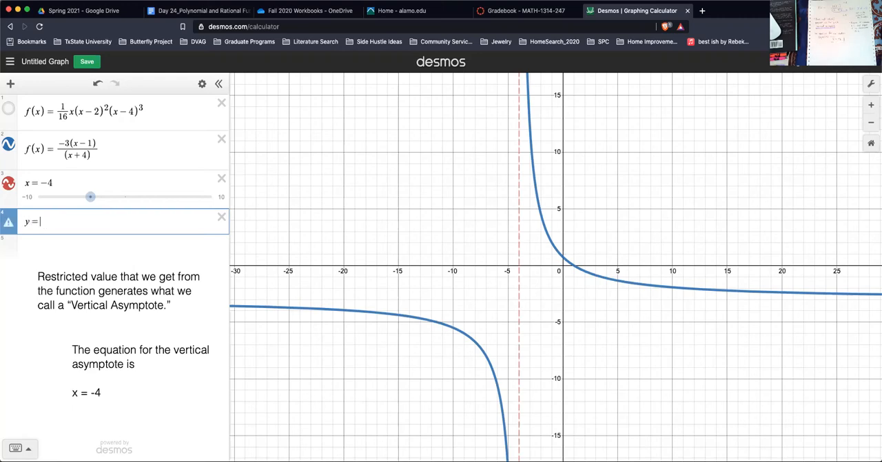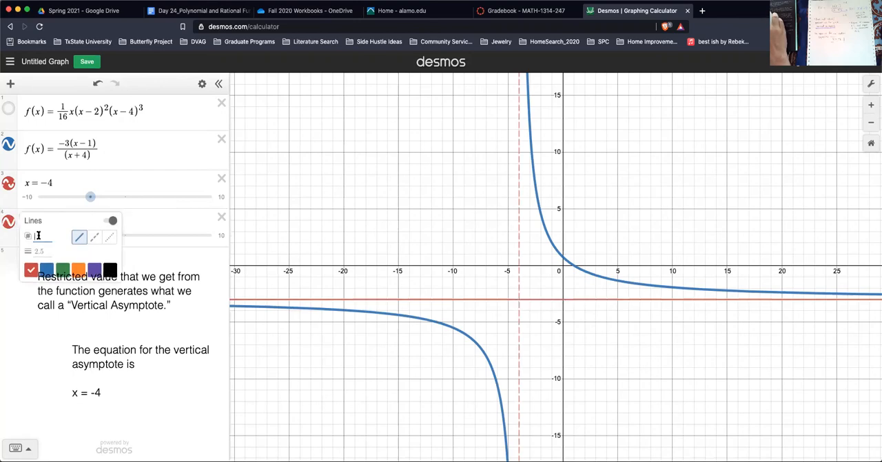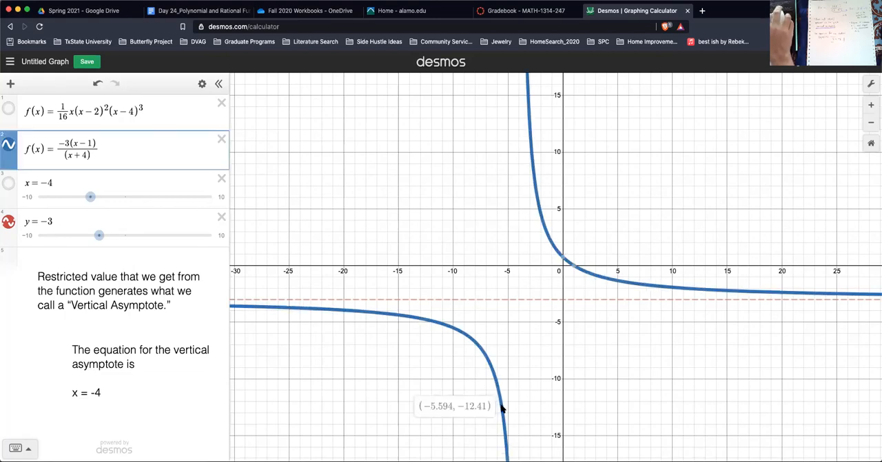And so if I put y equals negative 3 in here, let me go ahead and make this a red line as well. I'm going to change it so it can be a little bit see-through, and I'm going to make it dashed. Let me make that 0.5. There we go. And I'll turn off the vertical. Notice that this line at y equals negative 3 looks like the lower part of the graph is rising up in the left direction and gets really close to this horizontal asymptote, but doesn't seem to cross.